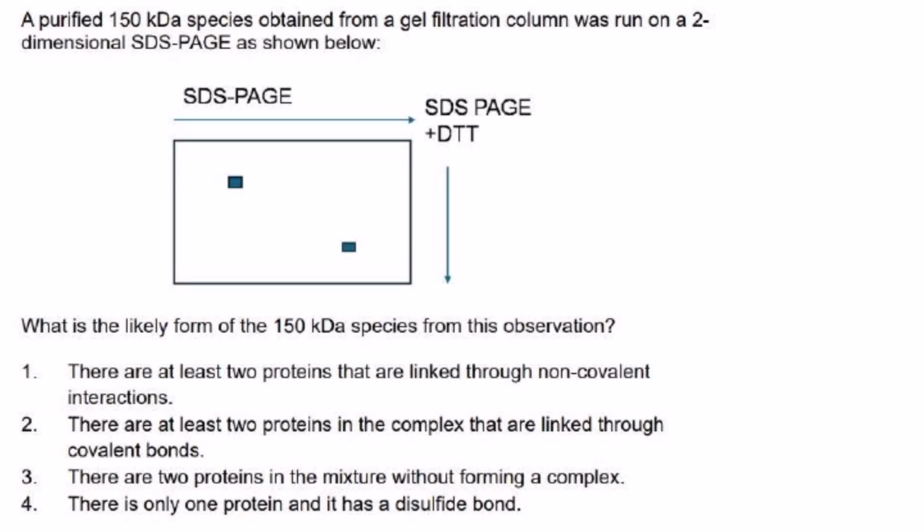Then next question. A purified 150 kDa species obtained from gel filtration column. That means the protein has been obtained in a native form. Gel filtration column will give you protein in the native form. Not broken down into subunit form. All that you will not get from a gel filtration column. You will get it in the native conformation.